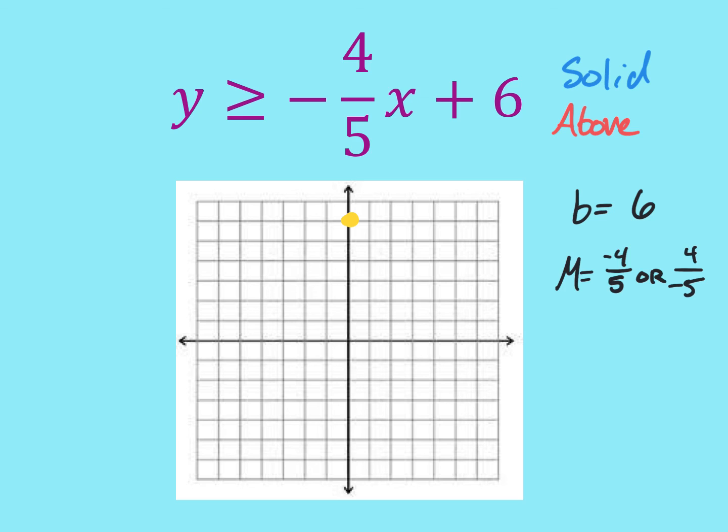Y'all good? Now, our slope is negative 4/5. Well, that means we need to go down 1, 2, 3, 4. But then you're going to go over 5 in which direction? Positive or negative? Positive. Yeah, it's a positive 5. Negative 4 over positive 5. So then you count it. 1, 2, 3, 4, 5. Bam.